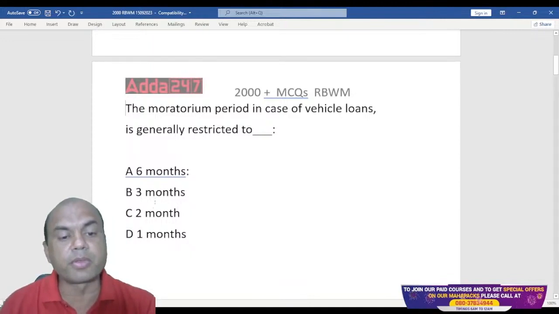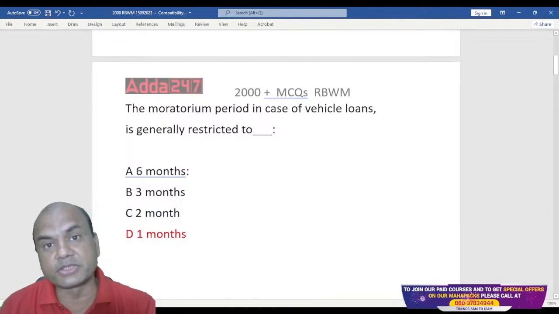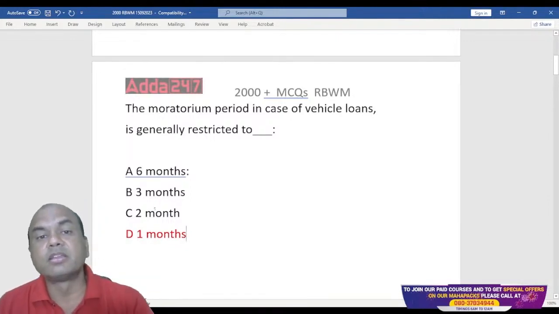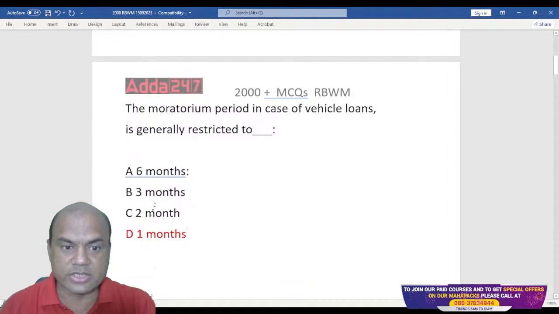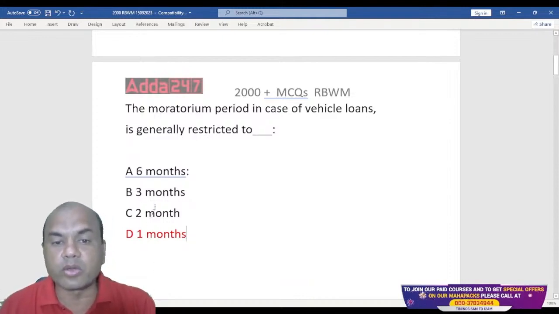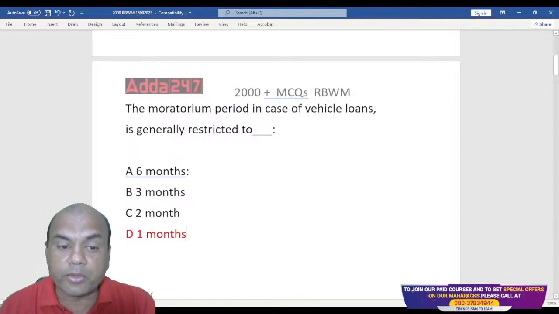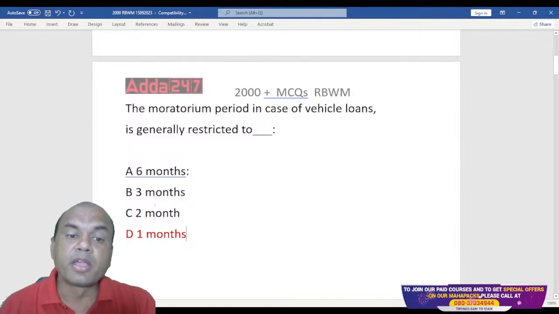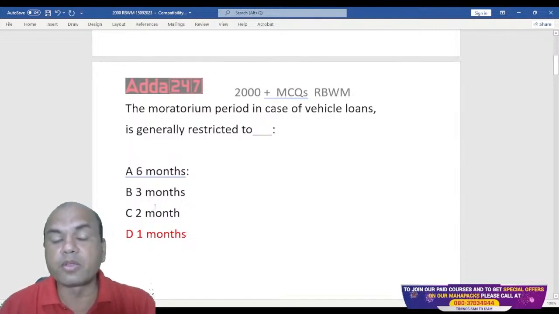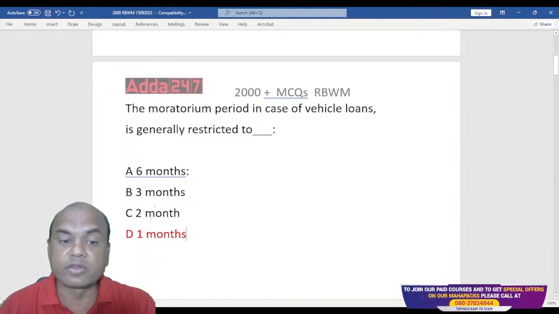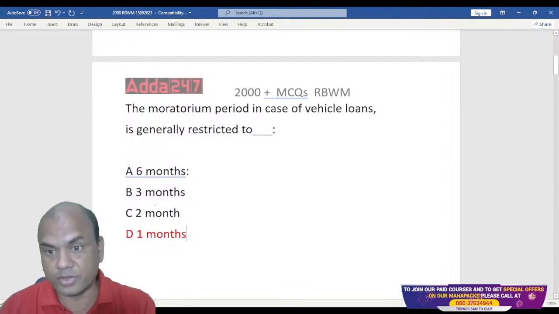Actually, there is no moratorium period, but 1 month is considered as a moratorium period. Why? Because when we disburse it, after 1 month the customer starts repaying, right? That is the logic. So actually, no moratorium period is allowed for vehicle loans. But in an exam, if there is an option of no moratorium period, you will write that. But if there is no such option given, don't get confused. It is 1 month.